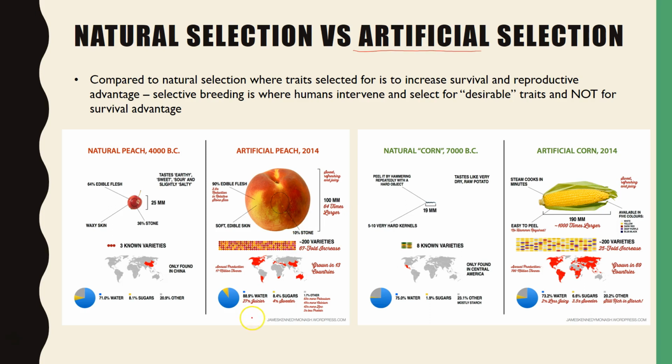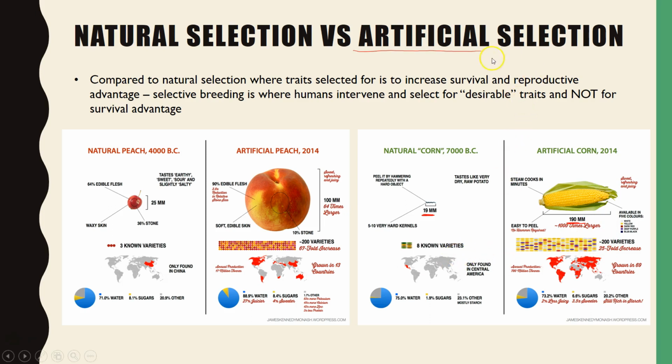Humans have done this. Another example, artificial corn. Corn has been chosen from at the beginning. Most of it was 19 millimeters. Now it's 10 times the size, easy to peel. Clearly, these traits have been chosen by humans, and this has not occurred naturally.